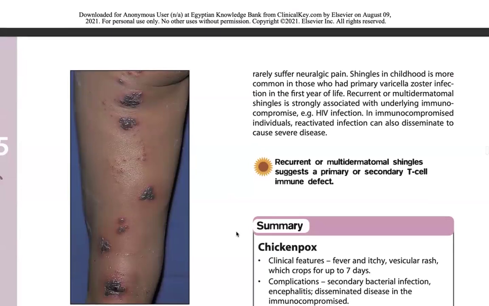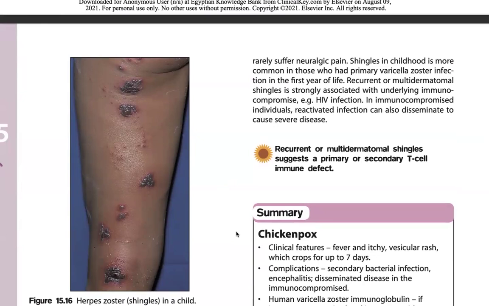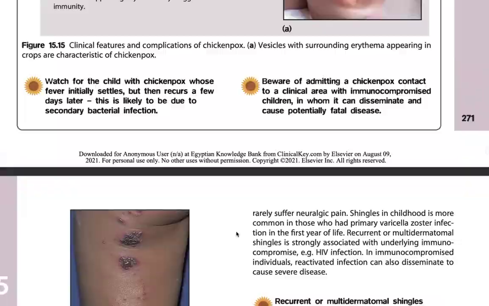Recurrent or multi-dermatomal shingles is strongly associated with underlying immunocompromise, for example, HIV. In an immunocompromised individual, reactivated infection can also disseminate to cause severe disease. Bullet point: recurrent or multi-dermatomal shingles suggests a primary or secondary T cell immune defect.